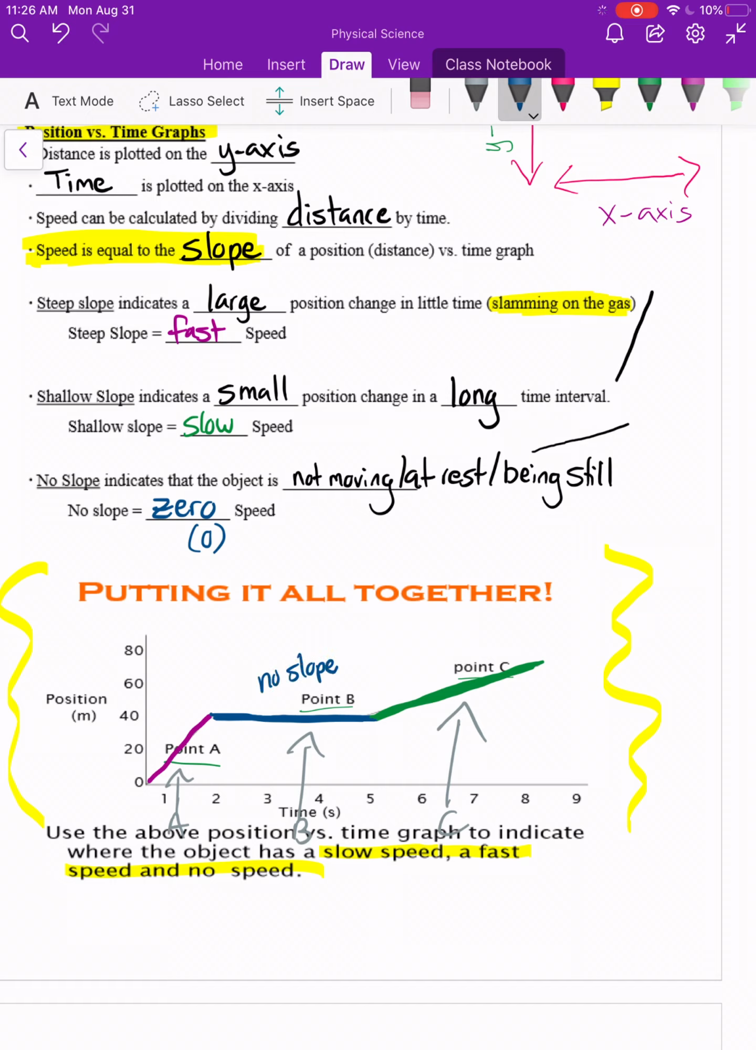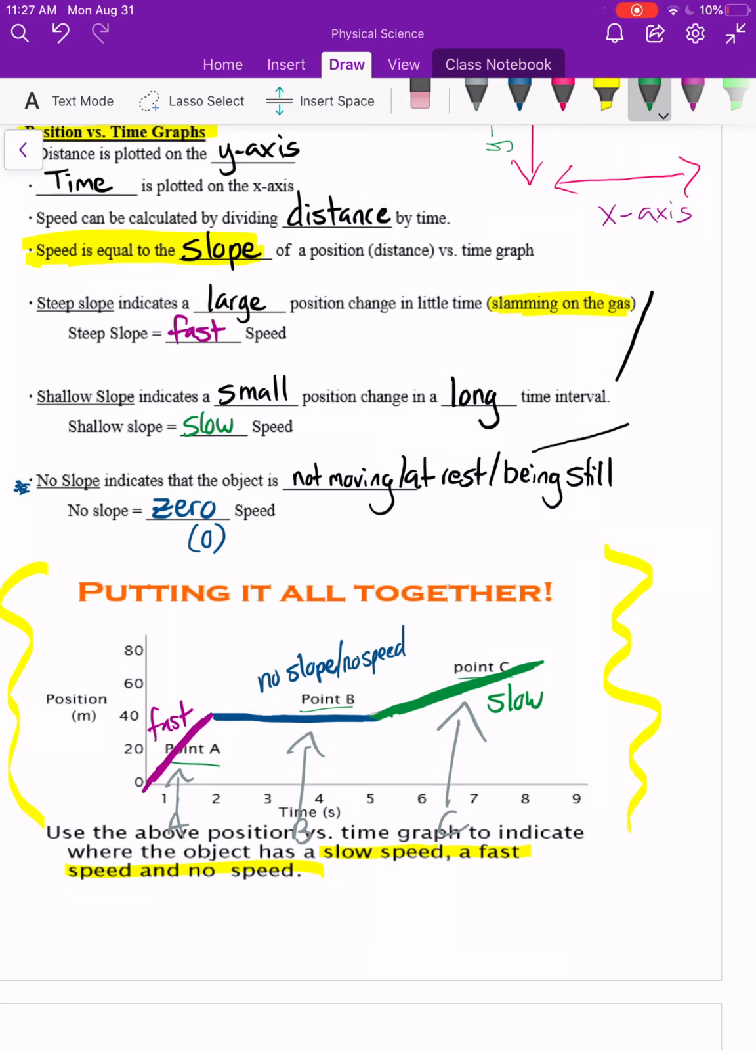So if we look at the one that said no slope, we said when you have no slope, the speed is 0. So that is no slope, no speed, okay? Here, if I compare this point C and point A, or the purple line and the green line, that green line is not as sharp as that purple line. This purple line is pretty sharp in comparison to this green one. So I would think on that purple one, I'm going much faster. So on this one, this is going to be our fast speed. And that means this one over here must be our slow speed.